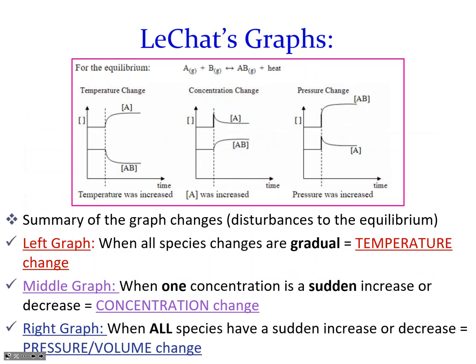So to sum it all up here, again, temperature changes are going to be gradual, which is the left graph. The middle graph, the concentration change, is going to only show one of the species having a sudden change. The right graph, which is the pressure volume change, because remember you can manipulate pressure using the volume since we have Boyle's law, you're going to see all species have sudden increases or decreases. And if you take a look at these, you'll be able to interpret and read these graphs a little bit better.